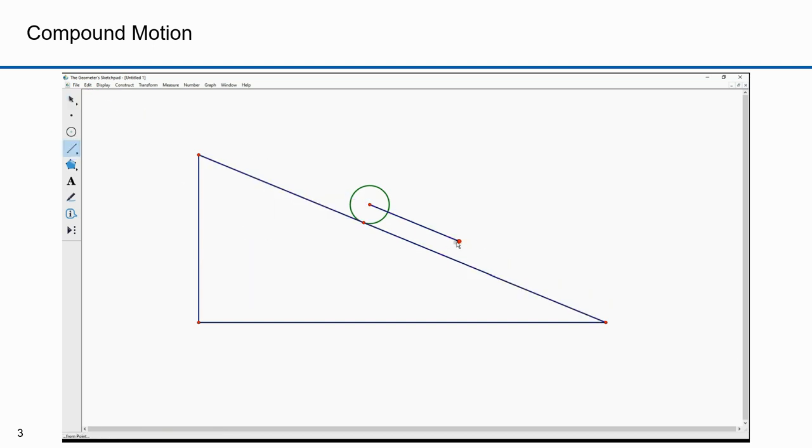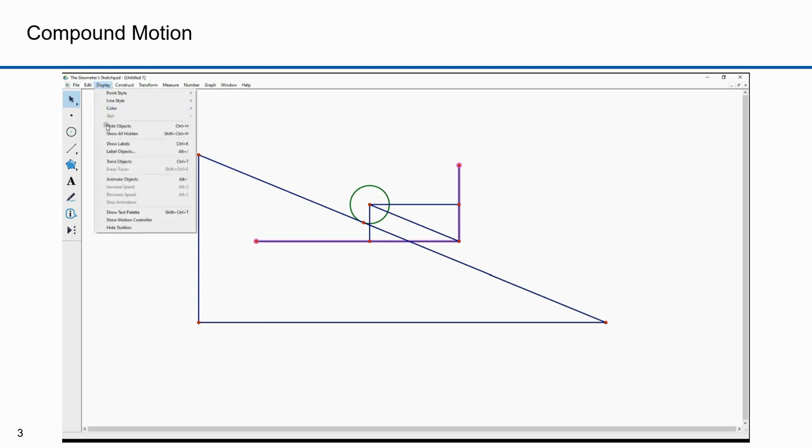And now here, I'm going to construct a horizontal line, so I can set the endpoint of this horizontal line coincident with the y coordinate of the direction of motion line. Likewise, I want to create a vertical line, so I can set the endpoint of this vertical line to the x coordinate of the direction of motion line. And then I'll hide these lines because I just use them for reference.